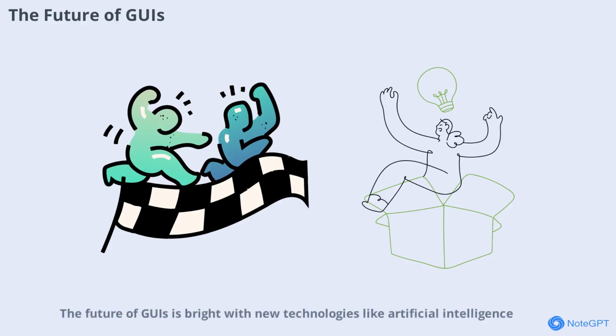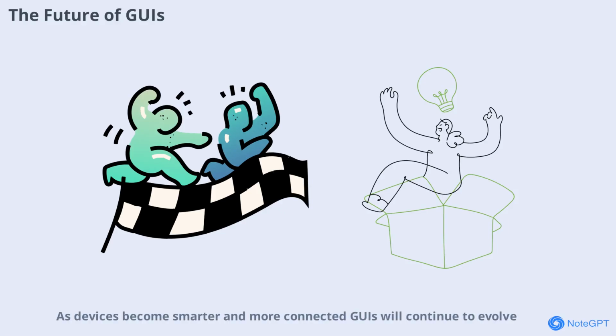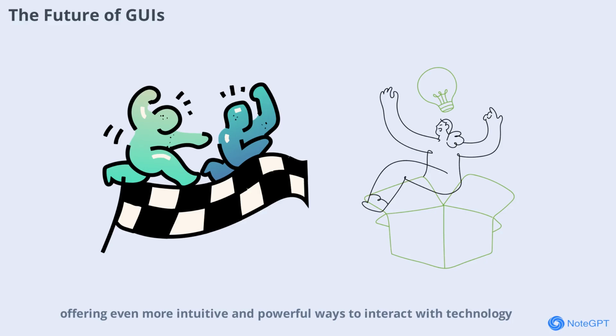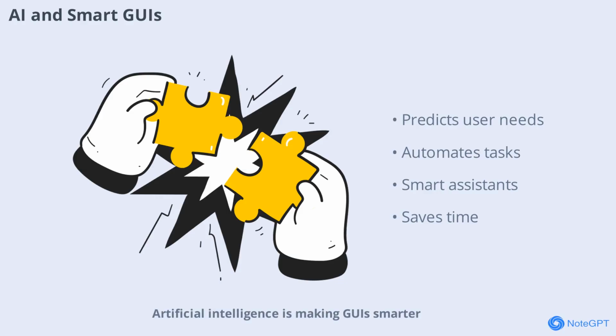The future of GUIs is bright with new technologies like artificial intelligence, voice recognition, and augmented reality leading the way. As devices become smarter and more connected, GUIs will continue to evolve, offering even more intuitive and powerful ways to interact with technology. Artificial intelligence is making GUIs smarter by predicting user needs and automating tasks.